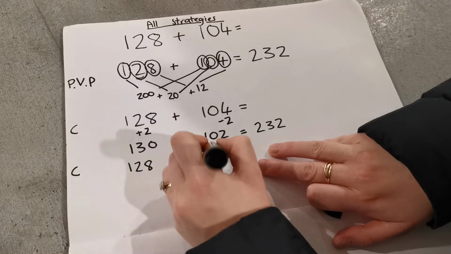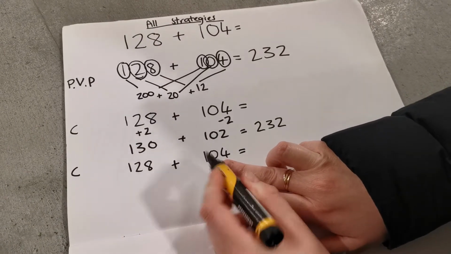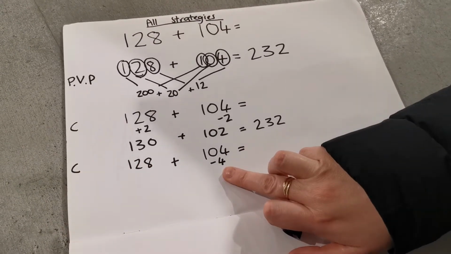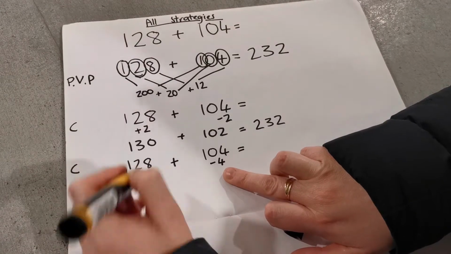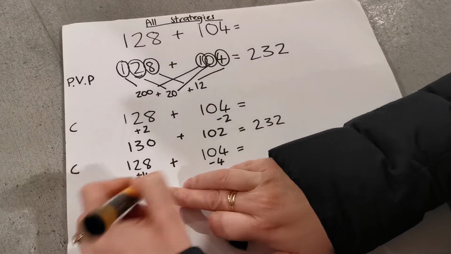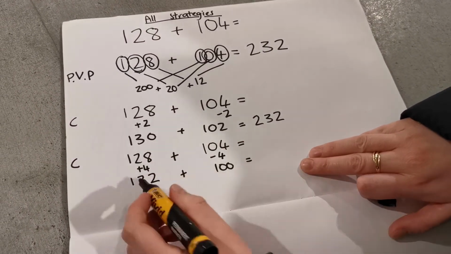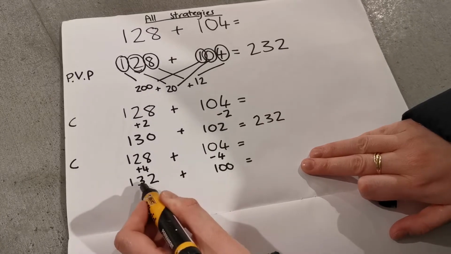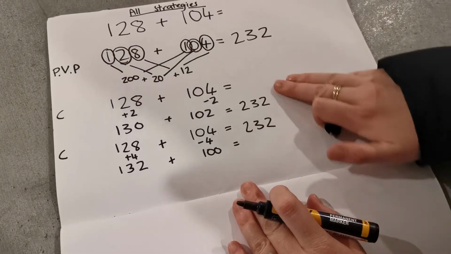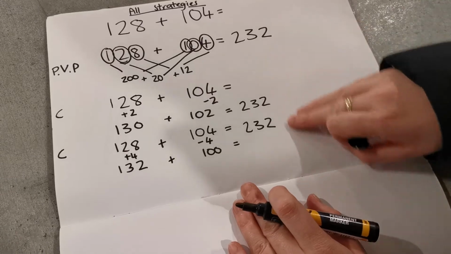So 128 plus 104. I'm going to round this one down to 100. So I'm going to take away 4 there. If I'm taking away 4 there, I need to add 4 to that side, don't I? So it's nice and balanced. And we go 132 plus 100 equals 200, and then 32, so 232. So I actually used compensation 2 different ways that time. I rounded 1 up and 1 down, and I've still got the same answer.